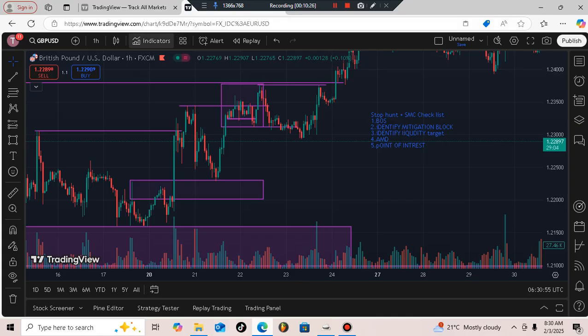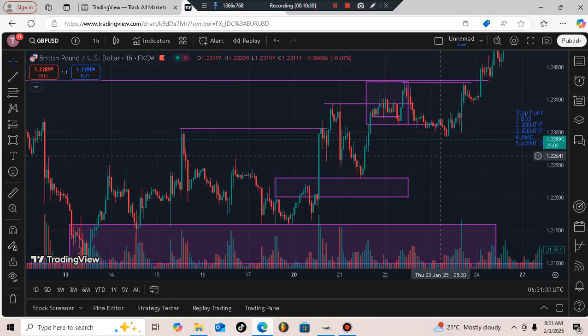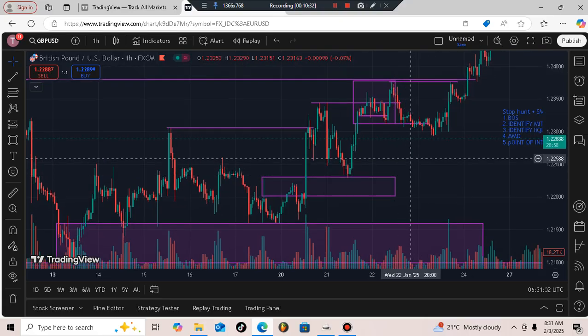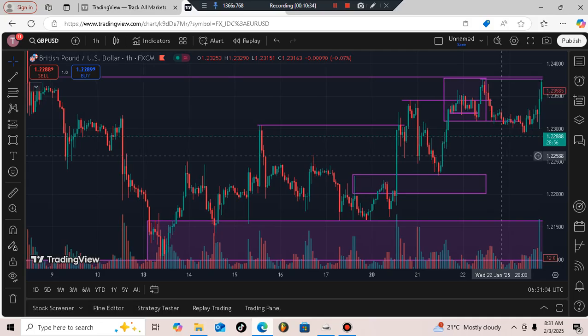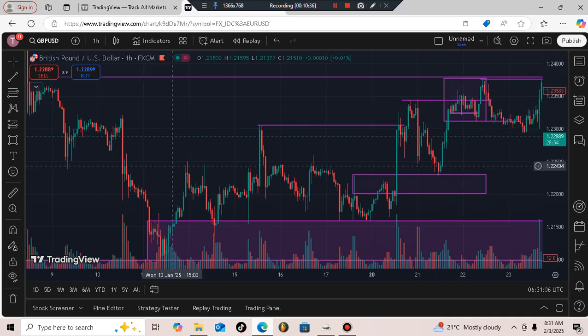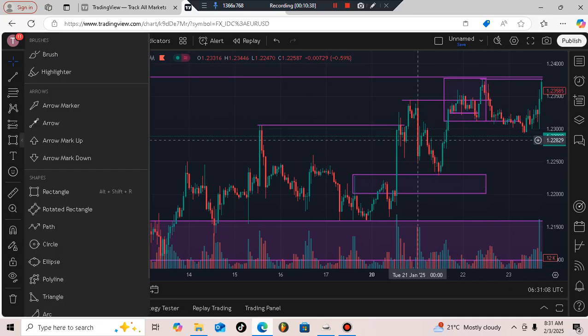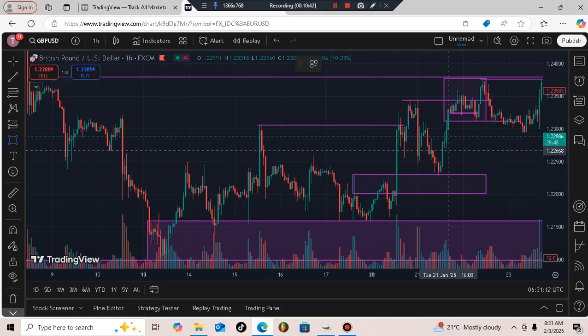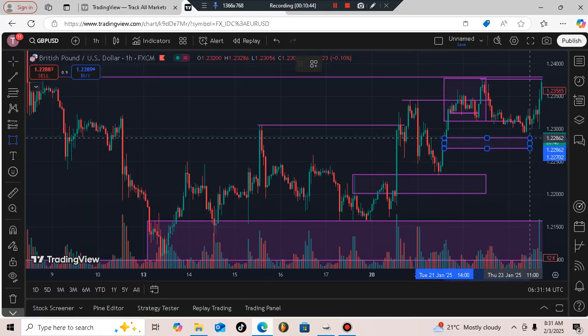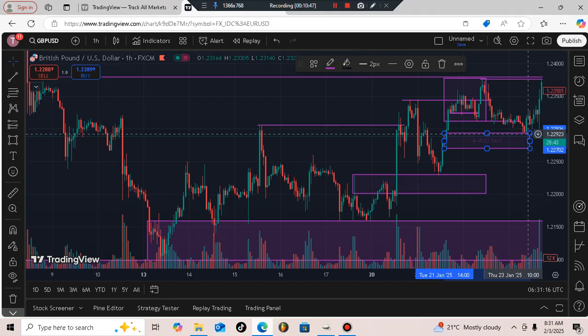Then the only point of interest after the accumulation and manipulation, if it was real time and things were like this and you had identified your accumulation and manipulation, the only point of interest you would have seen is right here on this order block, right here, right there.